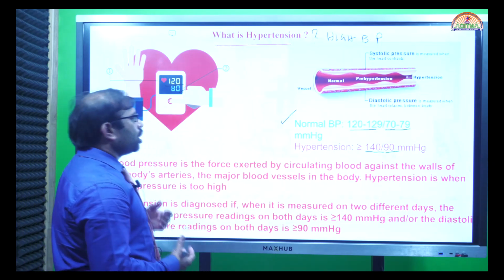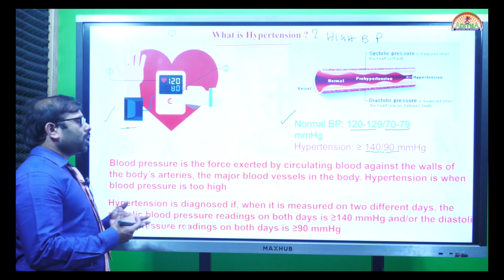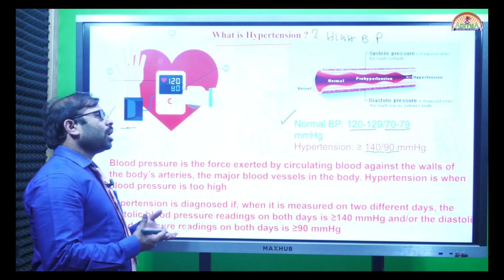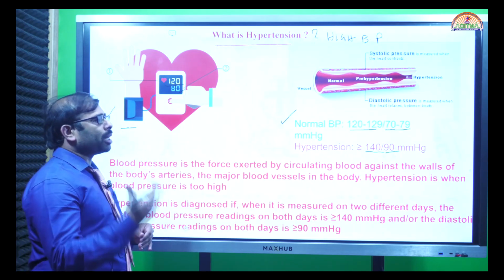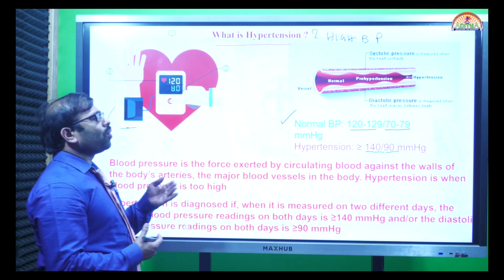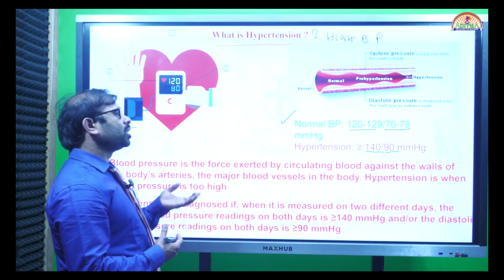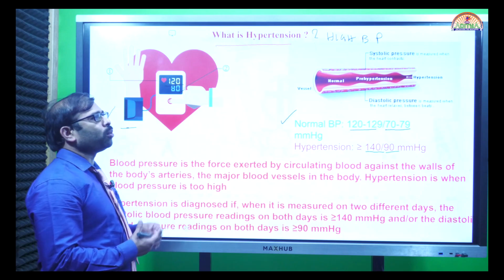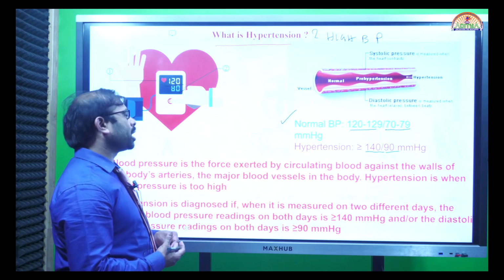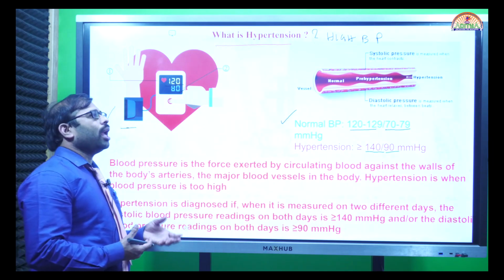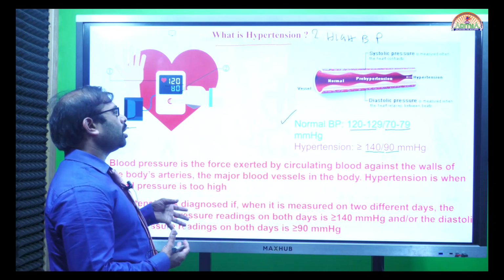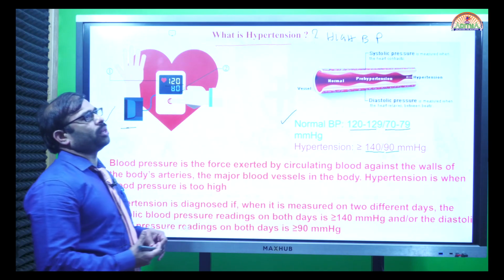Normally, we don't diagnose high blood pressure until the value crosses 140/90. If you reach 140/90 on both days, it is considered a disorder, and we need to treat this situation as high BP.